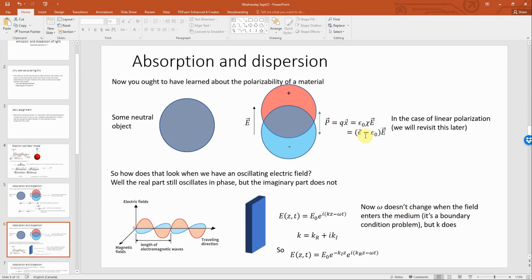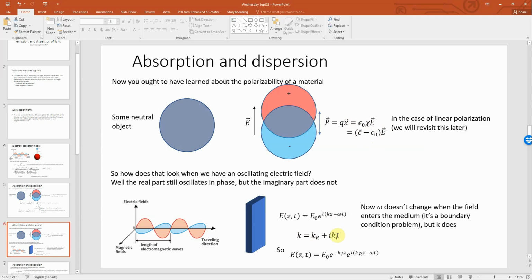So we can rearrange this to write it like this. It doesn't really matter what the exact form is. Basically, this constant of proportionality is going to be complex. And so if you think about what this means for the electromagnetic wave as it propagates through this material, instead of propagating at speed c as in free space, it's going to propagate as e to the i(kz minus omega t). But kz minus omega t, these are related through these constants of proportionality.